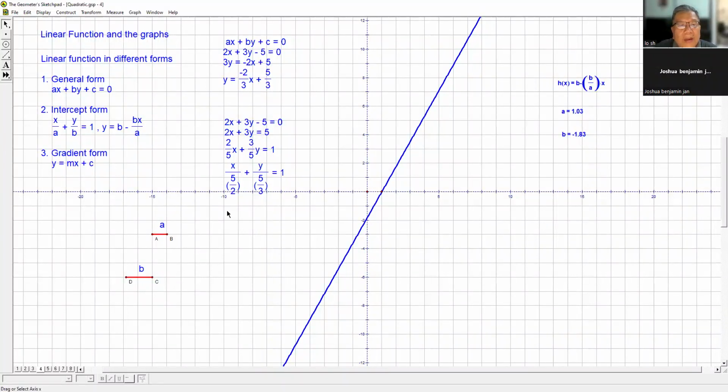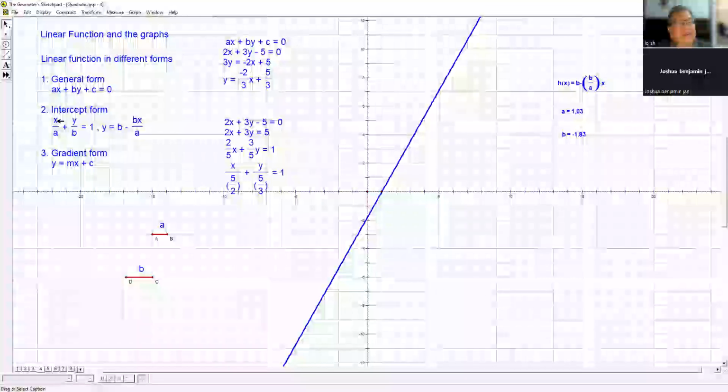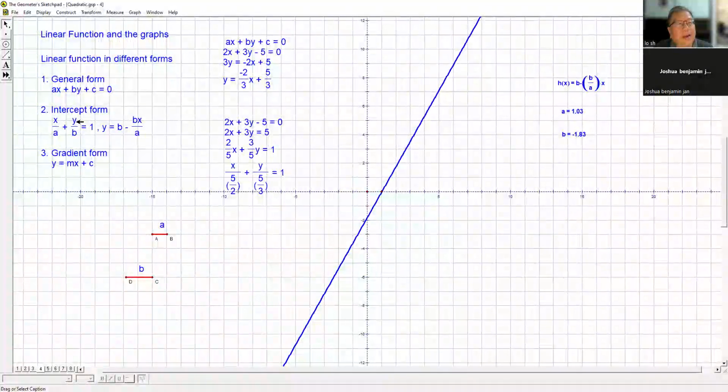A, where is it? This one. X over A, Y over B equals to 1. The A here represents the x-intercept. The x-intercept. So you look at the A here.